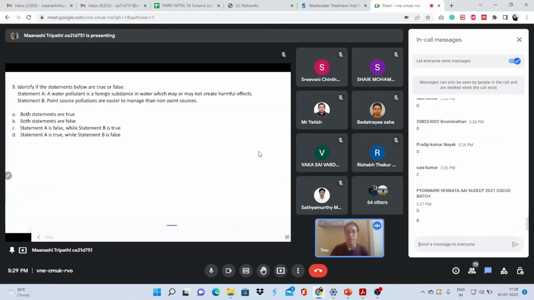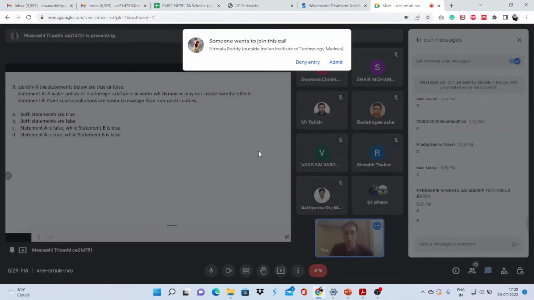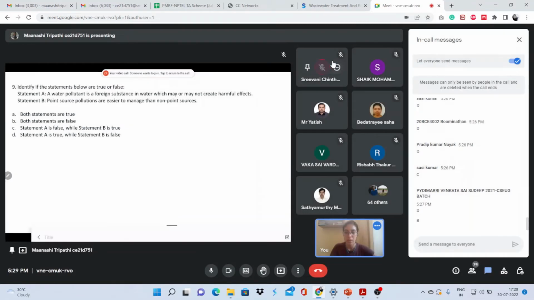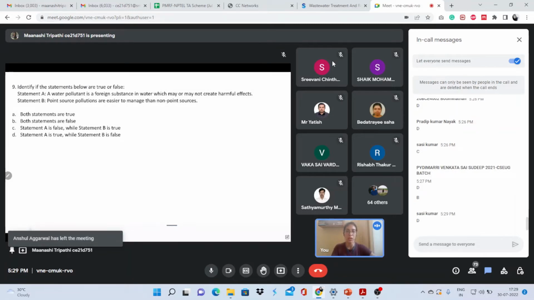See, there are two statements, statement A and B. This is, I think, a recent question from a competitive examination, so it will be helpful. A: A water pollutant is a foreign substance in water which may or may not create harmful effects. So here you need to know the difference between the pollutant and the contaminant. B: Point source pollution is easier to manage than non-point source pollution.